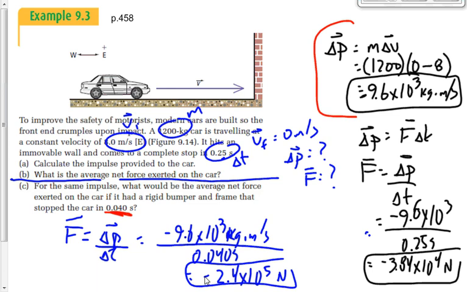What did it say in the stem of the question here? It says crumple zones are safety features. Crumple zones make it take the car longer to stop. The car stops over a bigger period of time when you have a crumple zone than if you have a smaller period of time. What does that do? Increase the time, decrease the force. It's not impulse that hurts you. It's force that hurts you. You want to decrease the force, not decrease the impulse.